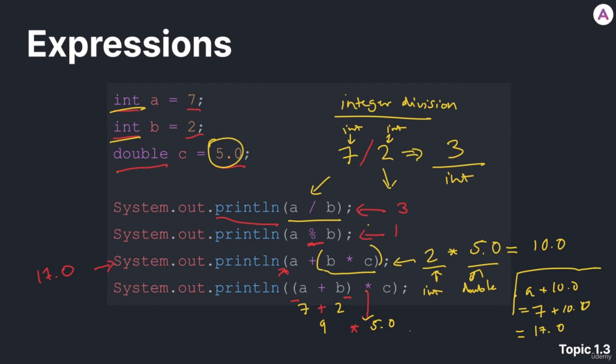So 9 times 5.0 is 45.0, because we need the 0.0 because it still remains a double. Whenever you do any operation between an integer and a double, the answer must be a double. So the answer to this expression, or what will be printed out on the screen, would be 45.0. And that wraps up expression.